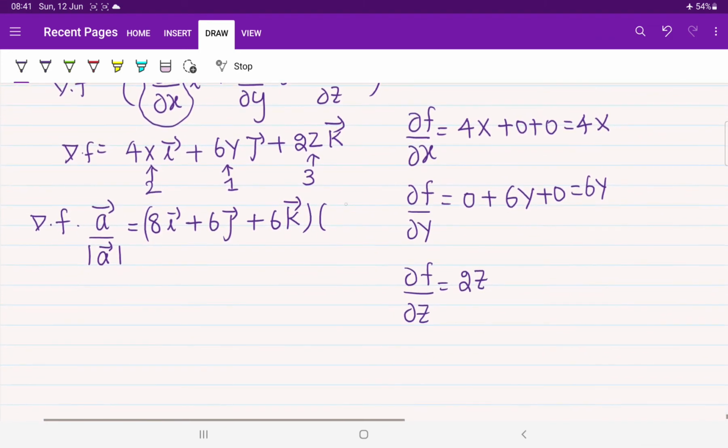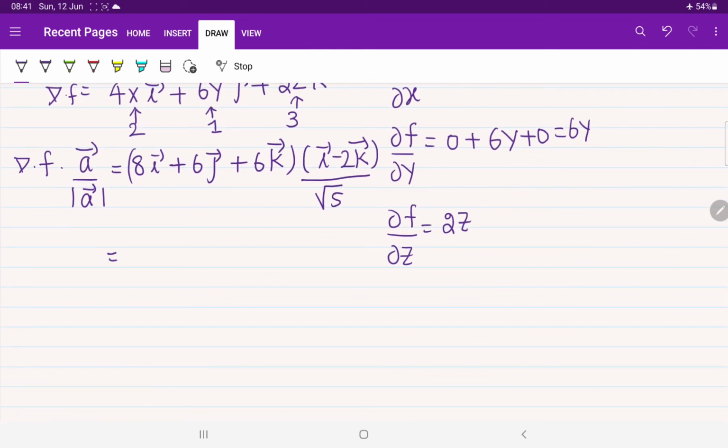We already know that this will be i vector minus 2 times k vector. In the denominator, the magnitude of a we found, that is square root of 5. Now tell me what will happen in the final step. Sir, here we have to multiply the first vector with the second vector. How will you do the multiplication here?